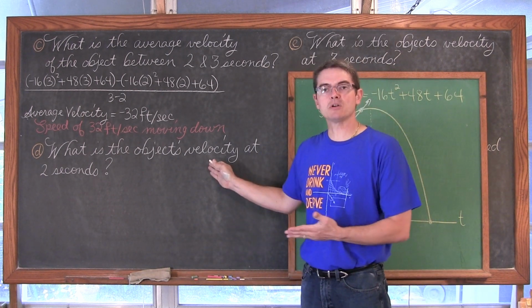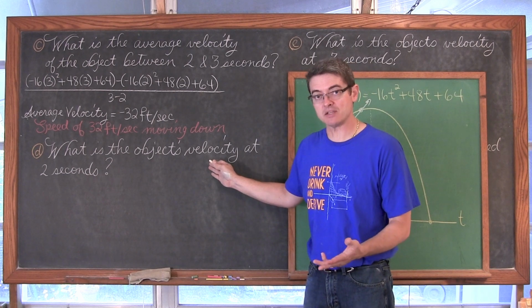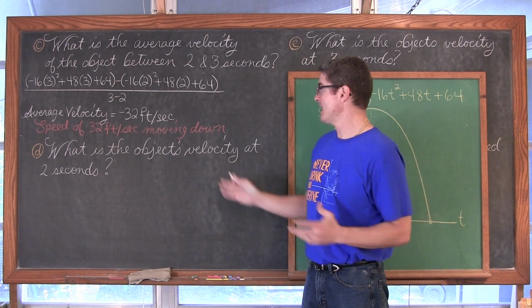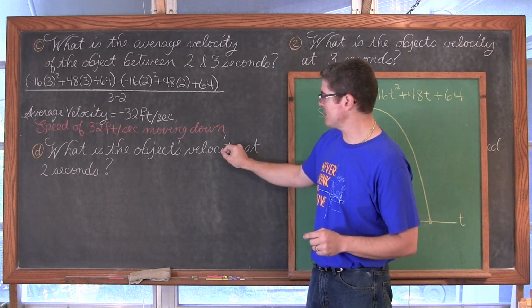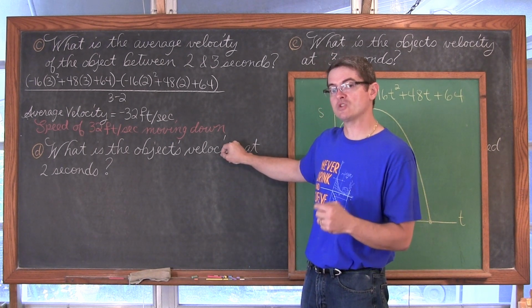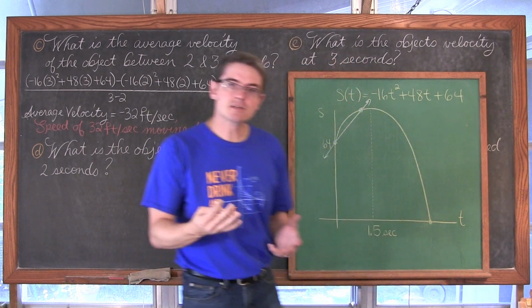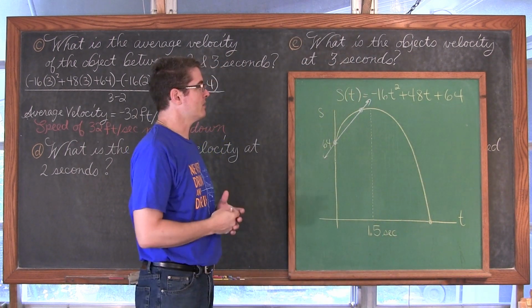Now, what is the object's velocity at 2 seconds? Well, the difference here in part D is I didn't say the words average velocity. So we're moving from pre-calculus into calculus, and I want to find the instantaneous rate of change, or instant velocity. Well, that means that we need, like I discussed earlier, the derivative.